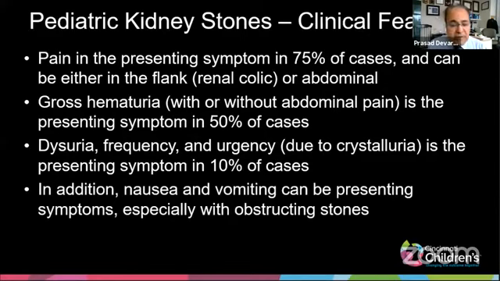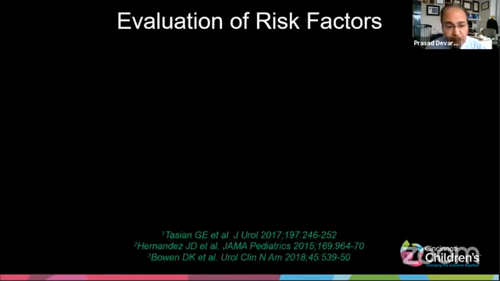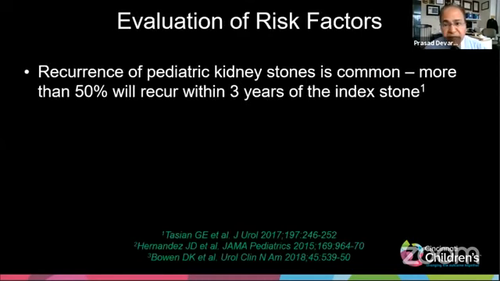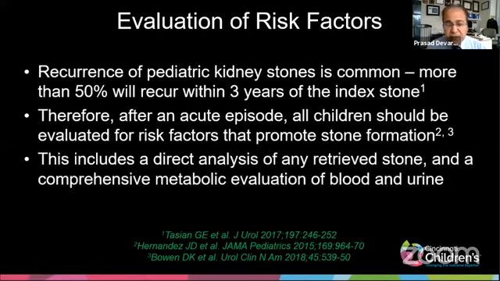Nausea and vomiting will be present in patients with obstructing stones, and then about 20% of pediatric kidney stones are detected incidentally, which means that patients will have abdominal pain or maybe have a sports injury or abdominal trauma, get some imaging done, and boom, the kidney stones are found. They may be asymptomatic, but they're found incidentally. How do we evaluate for these risk factors? Like I said, the problem here is recurrence. So after an acute episode, all children should be fully evaluated for risk factors that promote kidney stone formation.